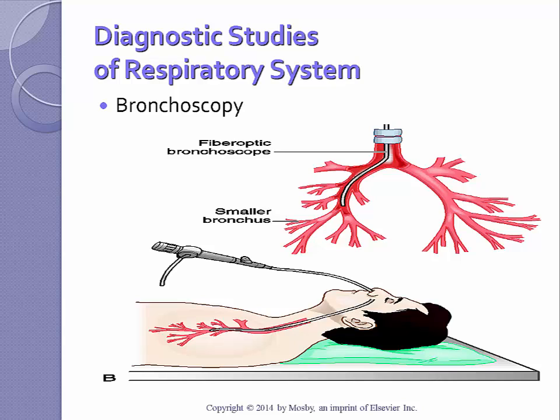Bronchoscopy is also used for treatment. For example, mucus plugs or foreign bodies can be removed. Laser therapy, electrocautery, cryotherapy, and stents may be placed through a bronchoscope to achieve patency of an airway that has been completely or partially obstructed by tumors.